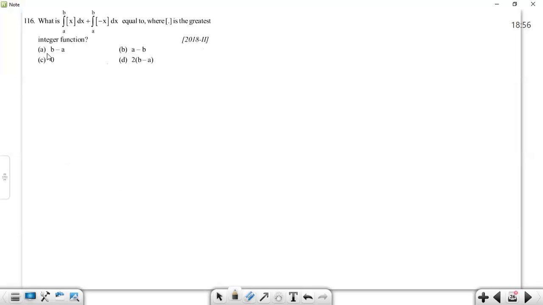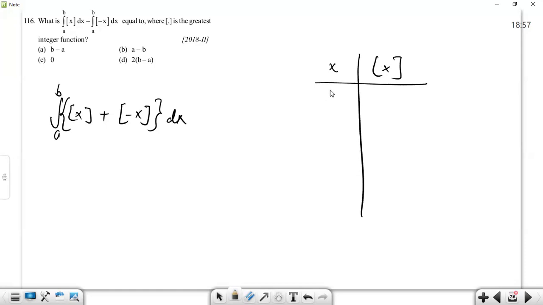Okay, so this is another question in which there is a greatest integer function given. So we can simply write them with each other, right? So now we have to understand one thing, that whenever for any value of x, let's take some examples. For x is equals to 2.3, what is the greatest integer function?